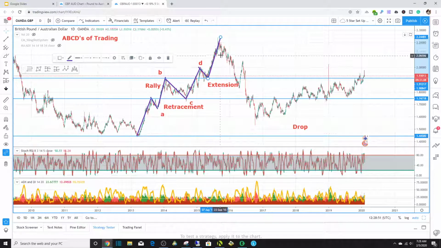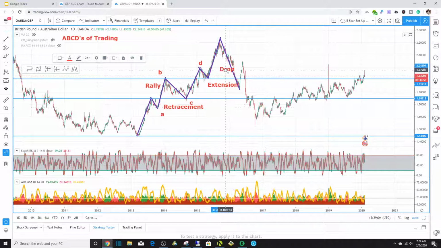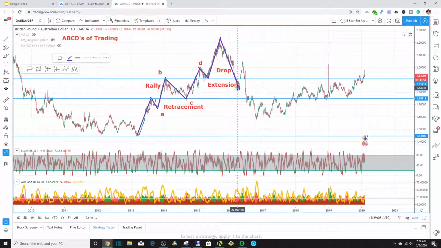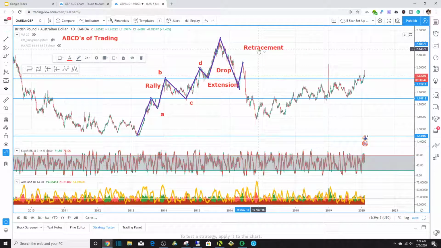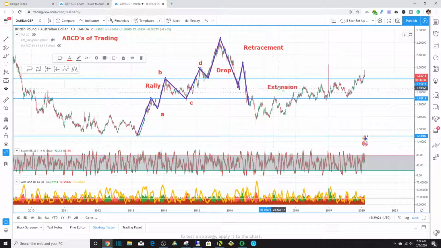So that's in an uptrend. The same thing happens in a downtrend. We end up having that same move. And if I just make the lines again, now we end up having, instead of a rally, now you have a drop from A to B. From that drop, the market ended up moving back up. That was a retracement in that area. From that retracement, you end up having an extension that ended up happening from that area.